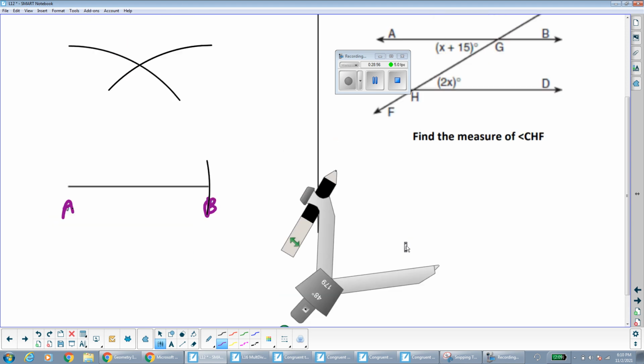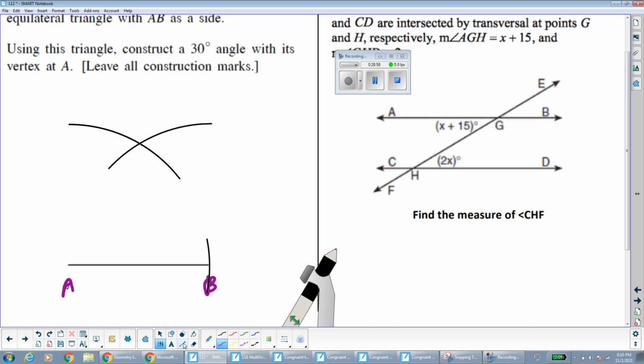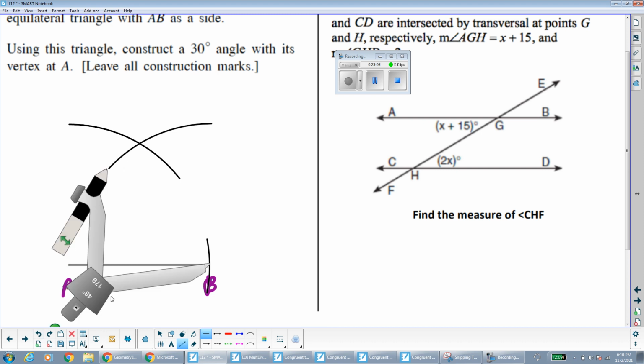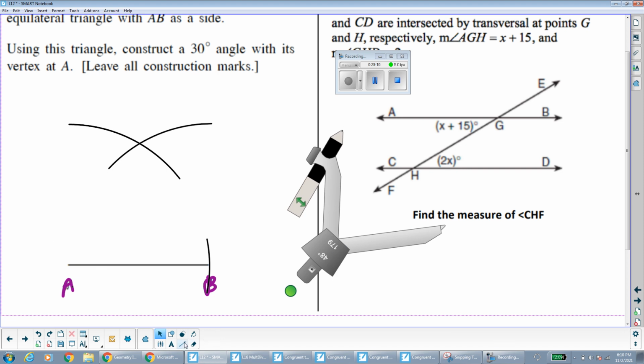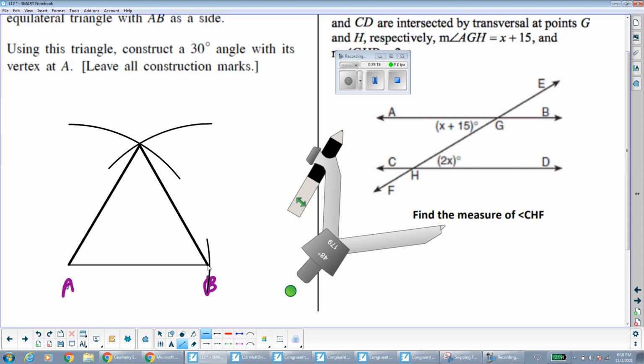And that's it. Now I should be able to draw a triangle that has 3 equal sides. I'm just going to connect up to the intersection of the arcs. Oh no, I'm very bad at connecting lines. Let me try that one more time. Let me draw my line again. So I'm going to connect from A up to the intersection point of the arcs and down to B.